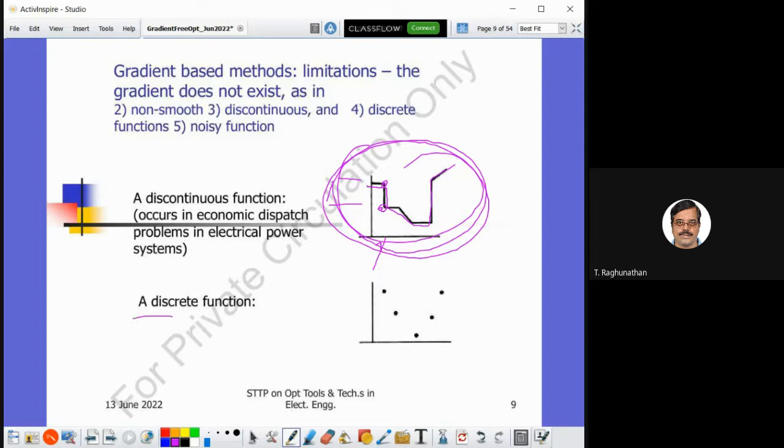And next, a discrete function. Suppose it's defined only at these values of x, then that is a discrete function, right? So this kind of function is also very common.